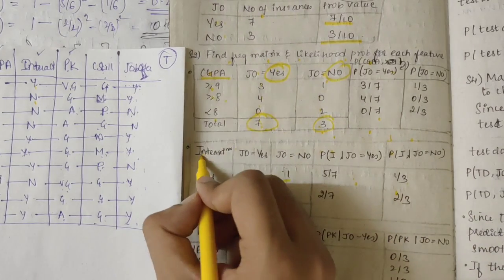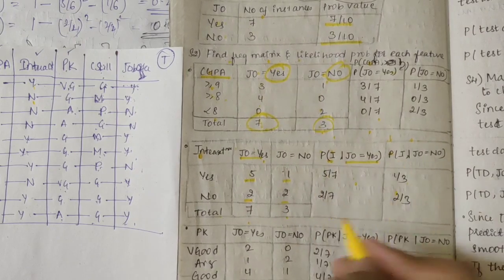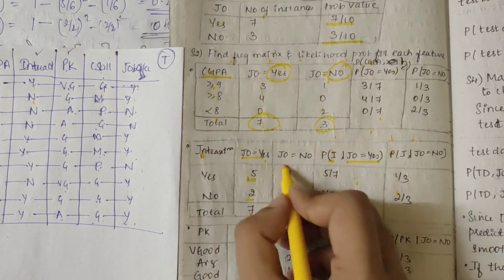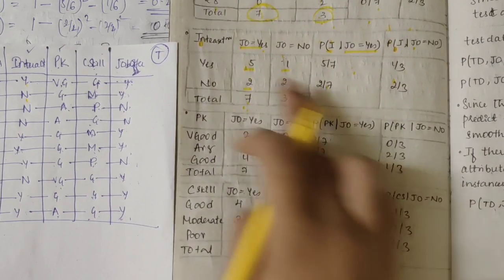So the probability of interactiveness where the job offer is yes: we have 5 by 7 and 2 by 7 here, and 1 by 3 and 2 by 3 for interactiveness where the job offer is no. Now we are done with interactiveness.